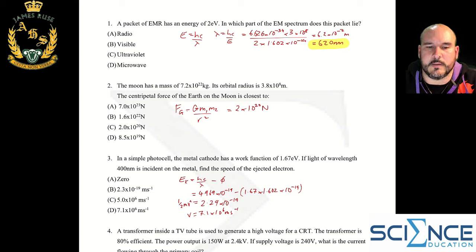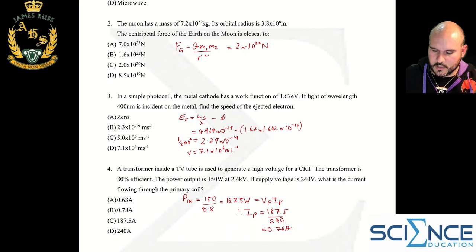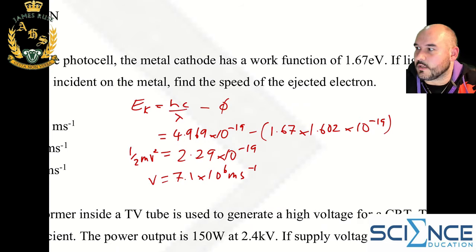Okay, easy peasy. Question 3, simple photocell, metal cathode work function of 1.67 eV, light of wavelength 400 nanometers is incident, find the speed of the ejected electron. With this one here, we use our regular photoelectric effect equation. So E_K is hf minus phi.